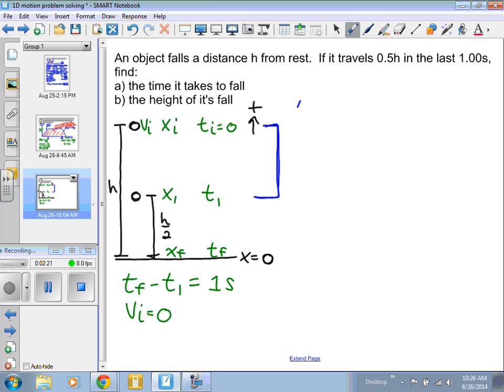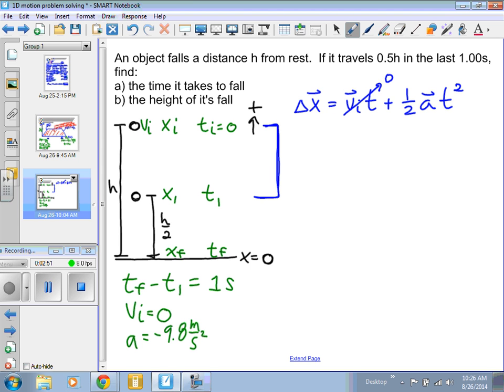Now I know that the change in position of the object is equal to the initial velocity times time plus 1/2 times the acceleration times time squared, because this object is accelerating at a constant rate. We also know that the acceleration is negative 9.8 meters per second squared. In this first portion, the initial velocity is 0, so this term goes away. And then I can start plugging in some things.